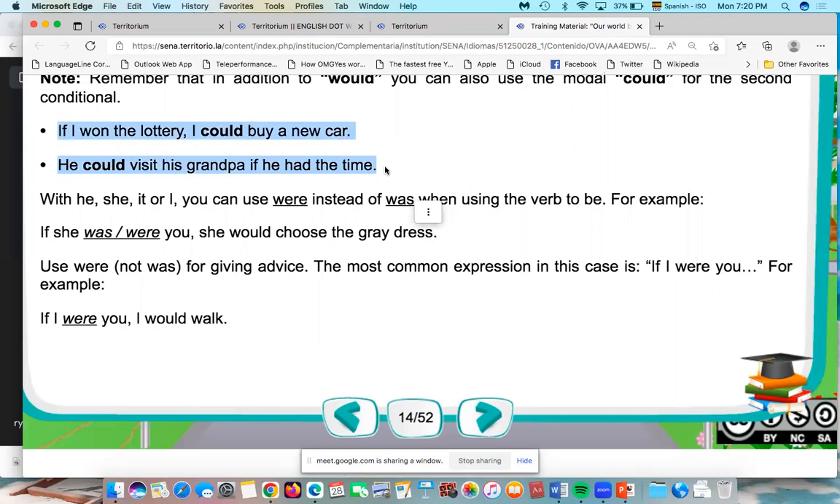If I won the lottery, I could buy a new car. He could visit his grandpa if he had the time.